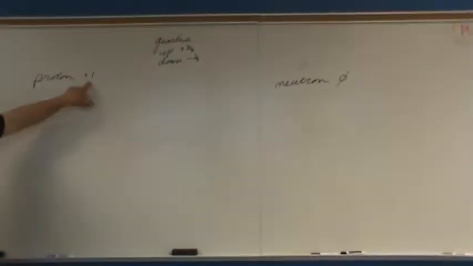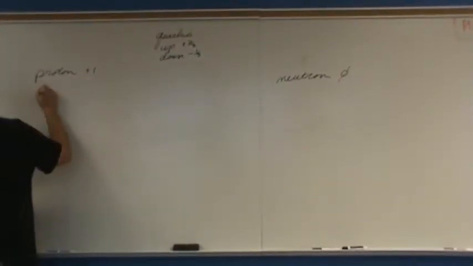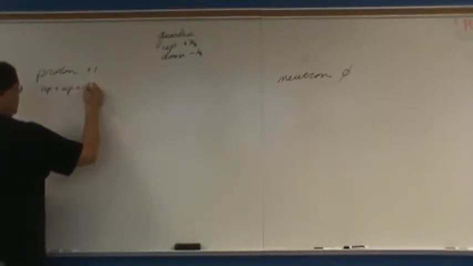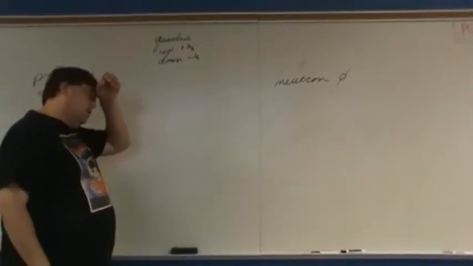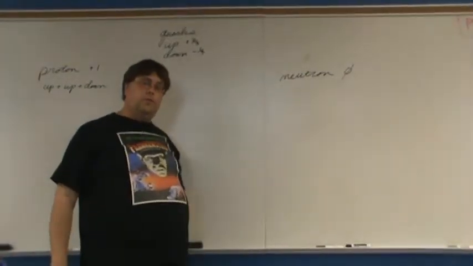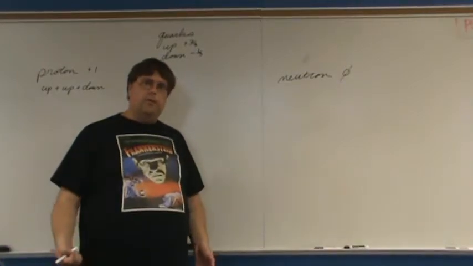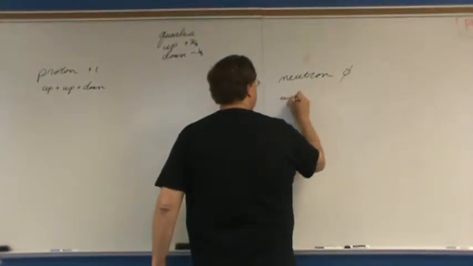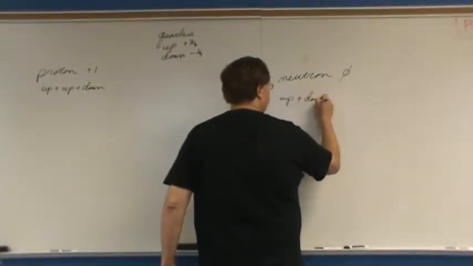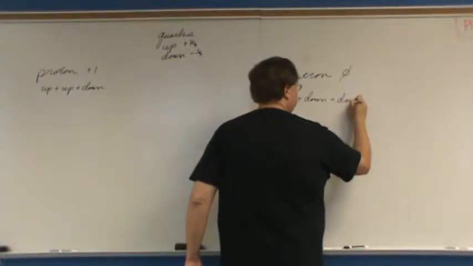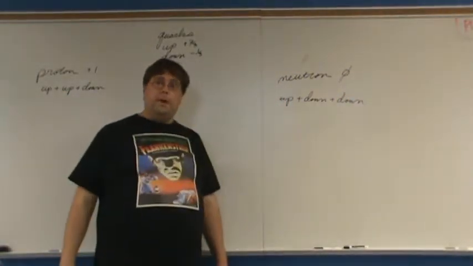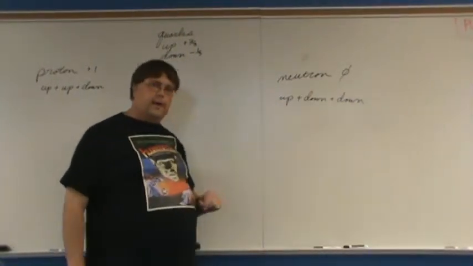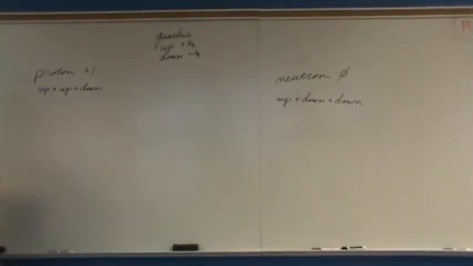So that means to get to the plus 1, a proton has an up quark plus an up quark plus a down quark. Okay? So that would be plus 2/3 plus 2/3 minus 1/3 ends up being 3/3, which is plus 1. A neutron is an up quark plus a down quark plus another down quark. So that's plus 2/3 minus 1/3 minus 1/3, 0/3 equals 0. Okay? So let's draw them out.